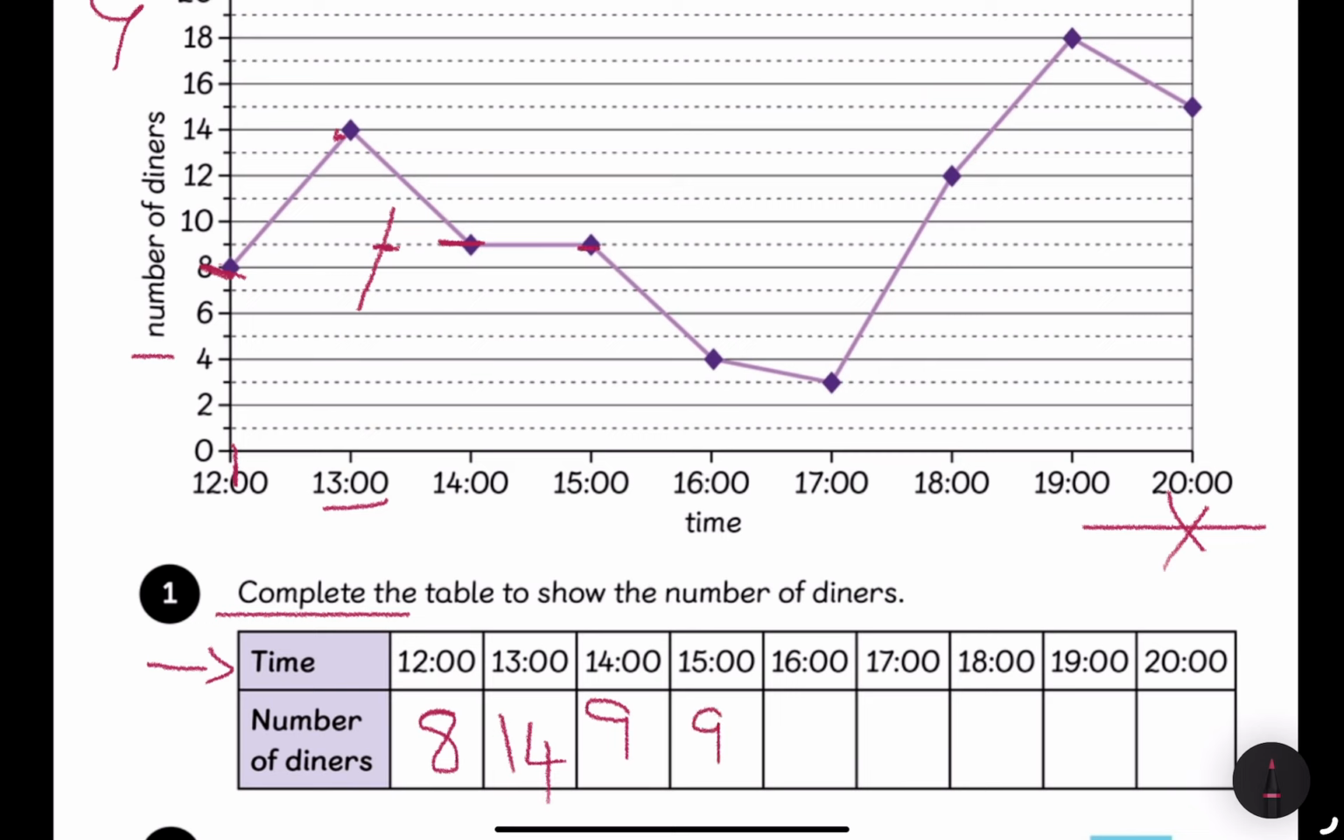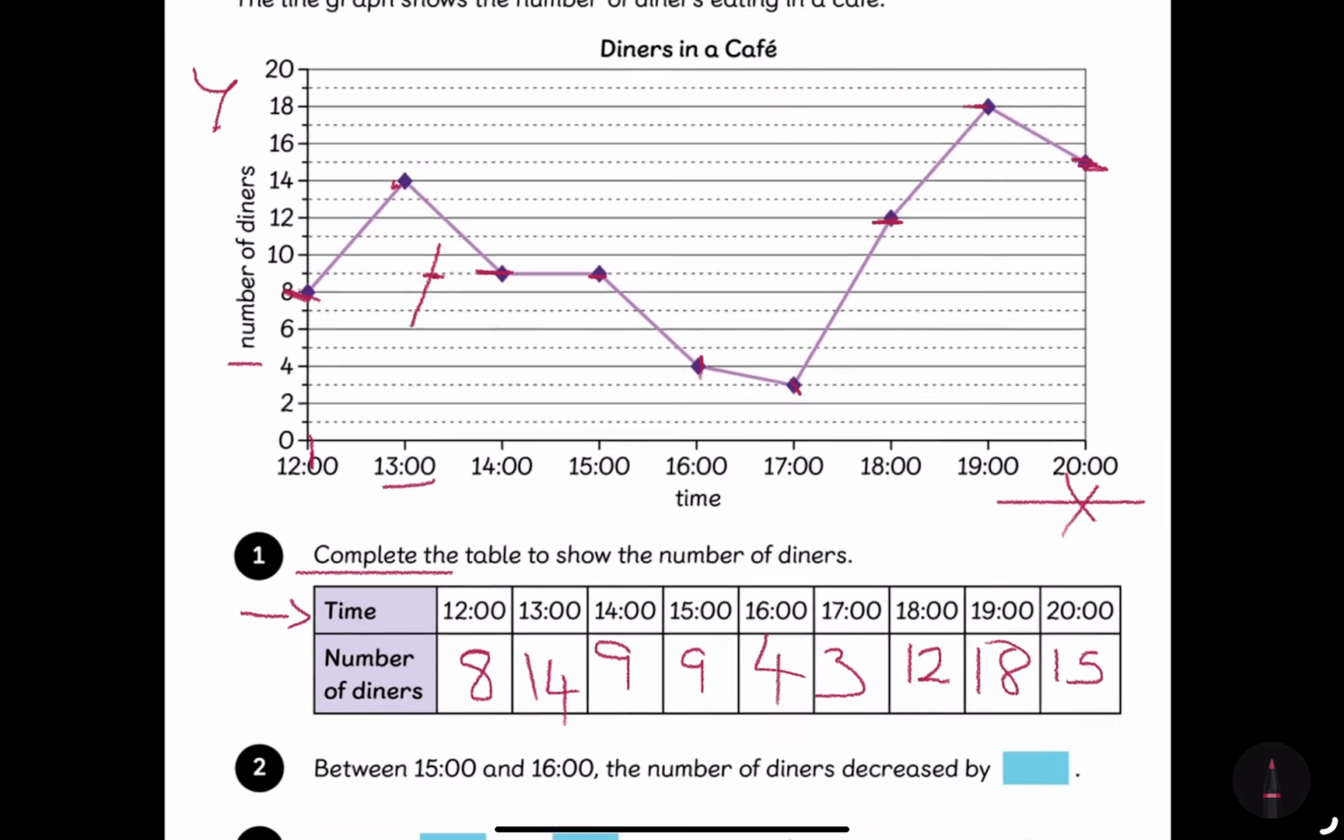4 o'clock, we have 4 diners. 5 o'clock, that is at 17, we have 3 diners. 18, that is at 6 o'clock, we had a hike in the diners, which is 12. 19, that is 7 o'clock, we had 18 diners, right? And finally, you have 8 o'clock, that is at 20 by digital. Between 14 and 16, this line is going to be 15. This is how I read my line graph and I fill up the table.